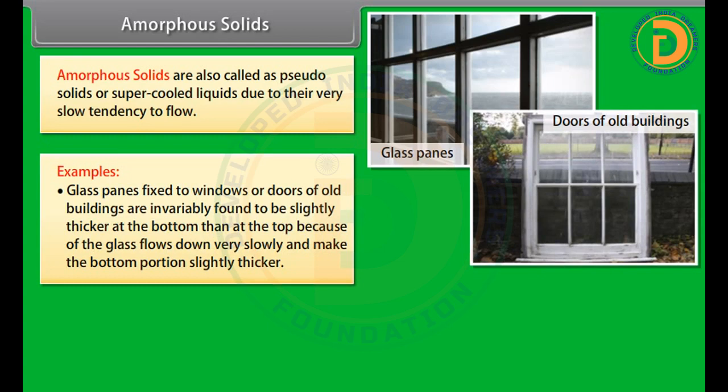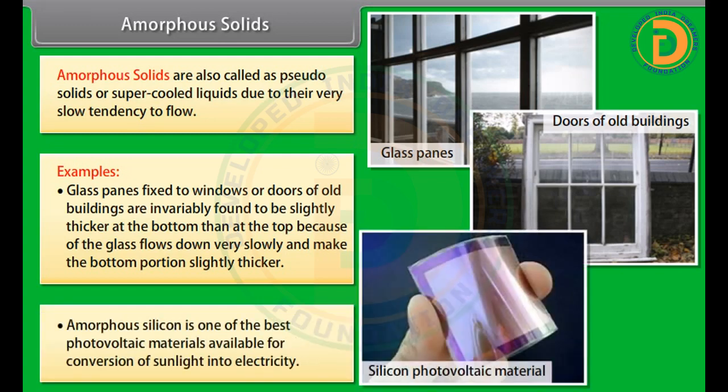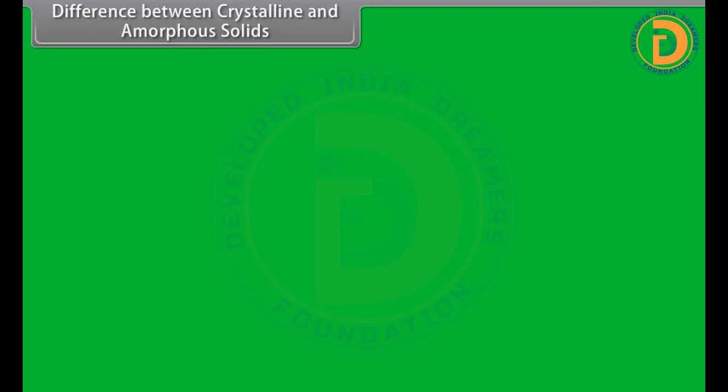Examples. 1. Glass panes fixed to windows or doors of old buildings are invariably found to be slightly thicker at the bottom than at the top because the glass flows down very slowly and makes the bottom portion slightly thicker. 2. Amorphous silicon is one of the best photovoltaic materials available for conversion of sunlight into electricity. Difference between crystalline and amorphous solids.